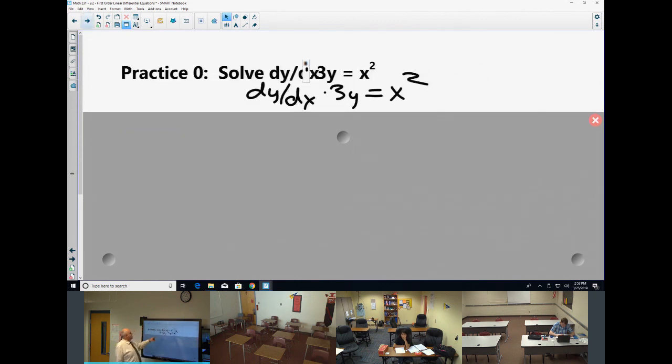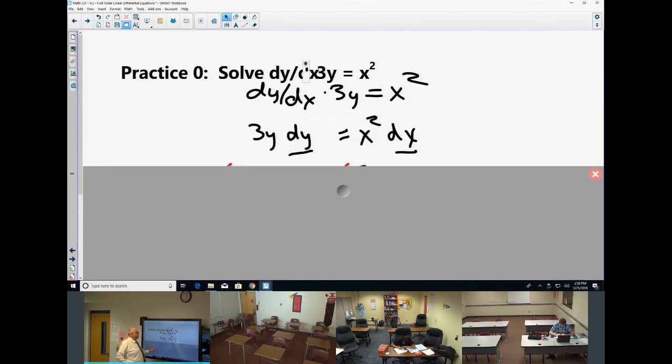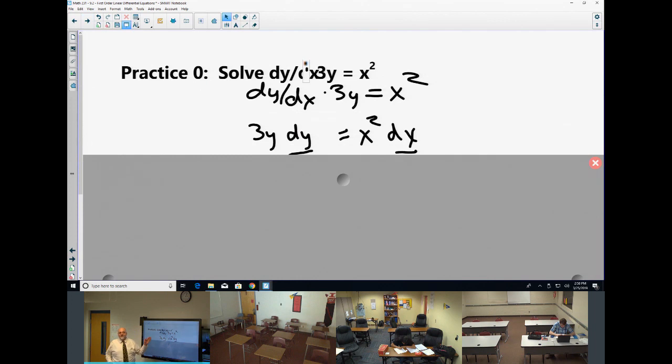So this says dy/dx times 3y is equal to x squared. See if you can just separate the dy/dx. Get all the x's on one side and the y's on the other. So this is what you should have.